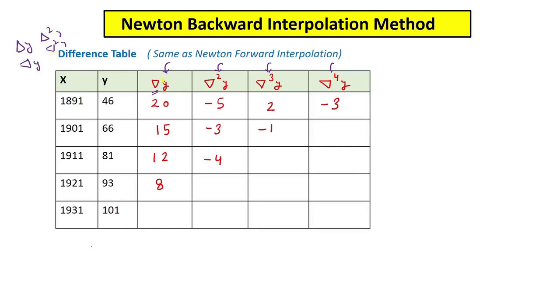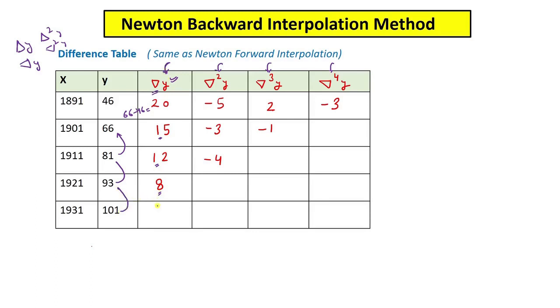Now, this is the first difference. How are we finding these values 20, 15, 12, and 8? This is again the same as the forward interpolation method. We have subtracted 66 minus 46, so this 20 is equal to 66 minus 46. Again, 81 minus 66 is 15. Then 93 minus 81, the difference is 12, so we have written it here. Now 101 minus 93 is 8.